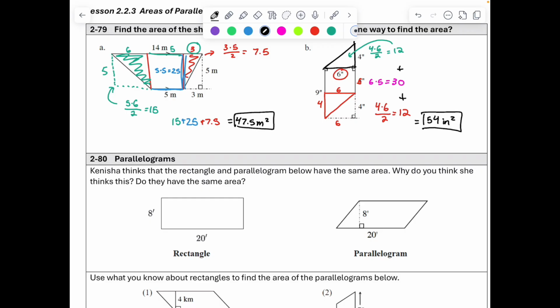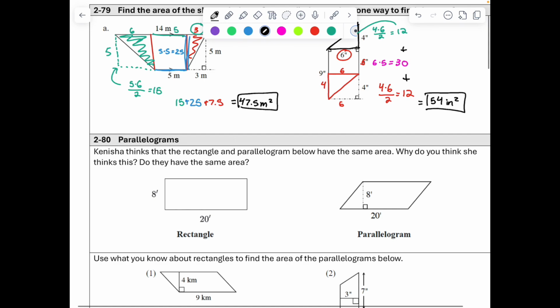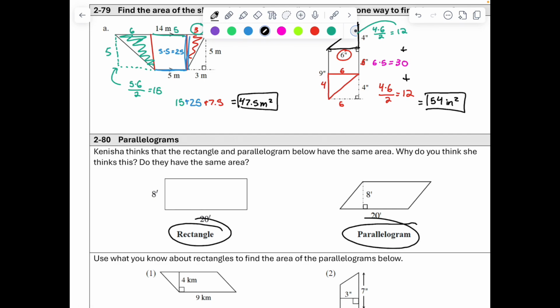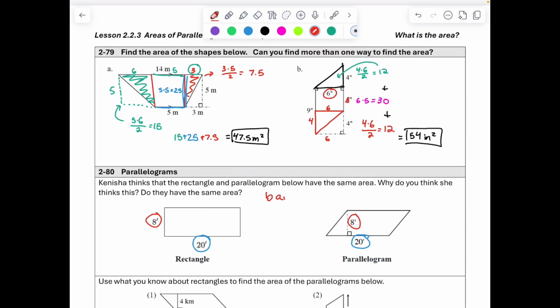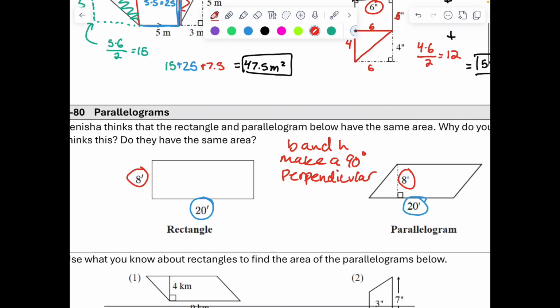So parallelograms, Kanisha thinks that a rectangle and a parallelogram have the same area, okay? So these two shapes, this rectangle, this parallelogram, they have the same base. They both have a 20-foot base and then the same height, okay? It looks a little bit different on a parallelogram, but remember, base and height make a 90-degree angle, right? Or we call that perpendicular. So same base, same height.